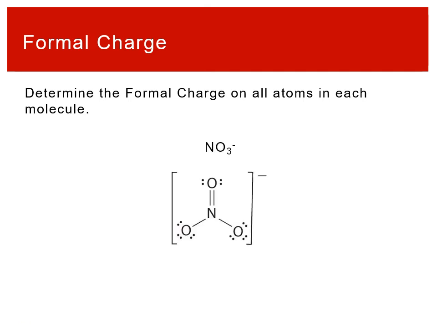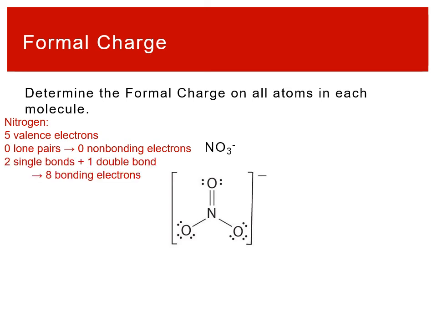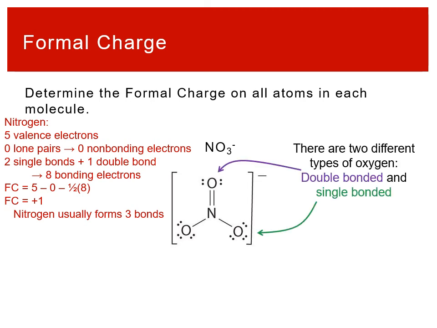All right, let's take a look at nitrate, NO3 minus. Nitrogen, again, 5 valence electrons. It doesn't have any lone pairs again in this one. It does have some bonds. In this case, it has 2 single bonds, 1, 2, and then the double bond. Again, that's 8 bonding electrons. And so we can get another formal charge of plus 1. Again, nitrogen tends to form 3 bonds, but here it's forming 4. That's 1 extra bond, so it has a formal charge of plus 1. If we look at our oxygens now, we're not just going to have 1 formal charge on oxygen.